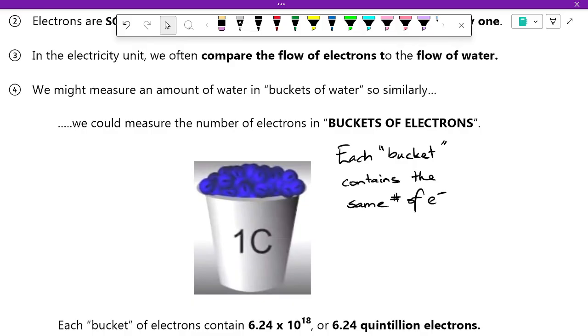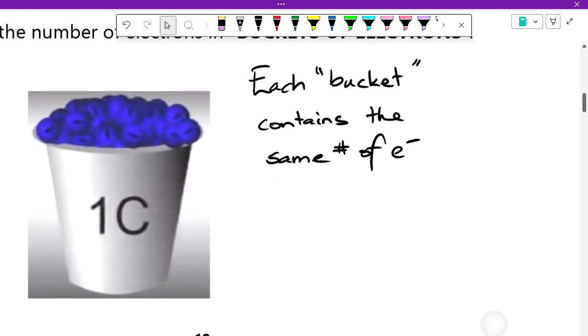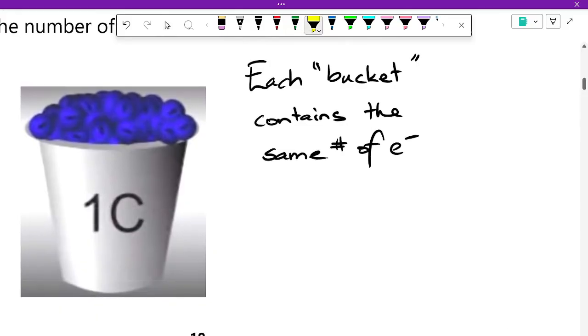If you've done anything with scientific notation, it is 6.24 times 10 to the 18. If you've not done anything with scientific notation, that is 6.24 quintillion electrons. Like, you know how you have a million, a billion, a trillion, a quadrillion, a quintillion. I can't even begin to envision how many that is.